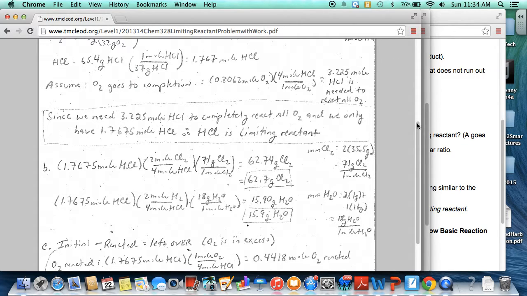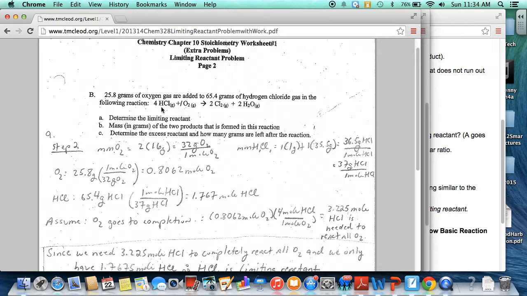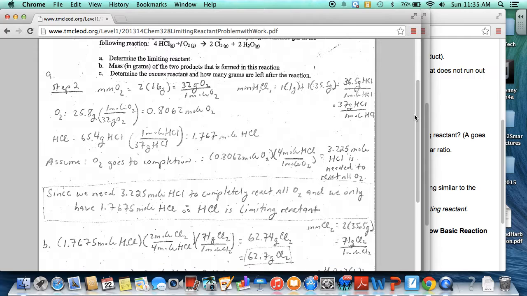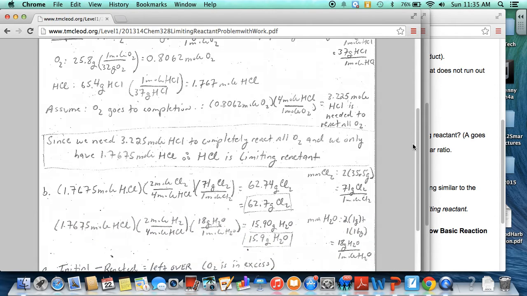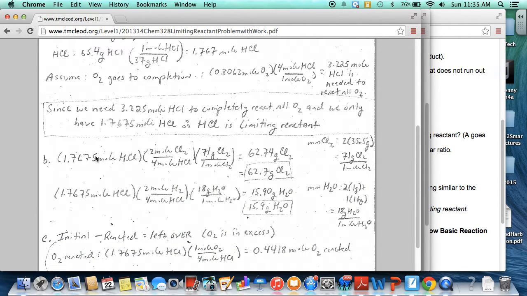So the first question is, which one's limiting? HCl is limiting, and of course then the O2 is in excess. The next one is, give me the mass in grams of the two products. We're going to have Cl2 and H2O as products, so that is two separate stoichiometry problems. Of course, they both start with the limiting reactant. Everything always starts with the limiting reactant.